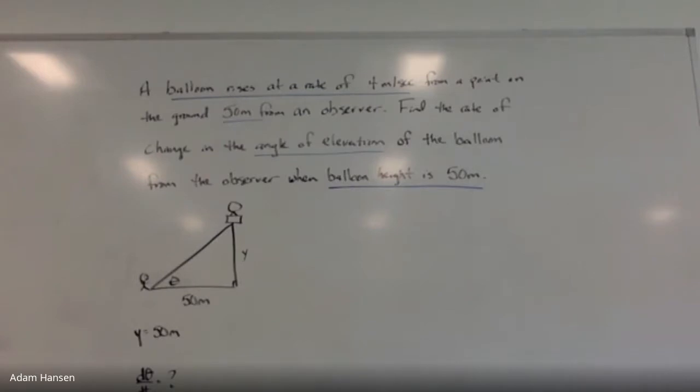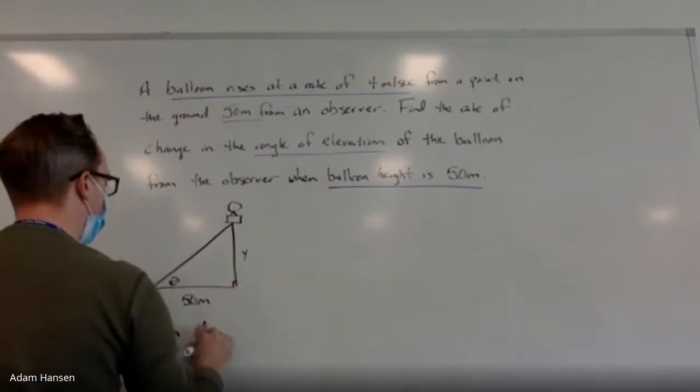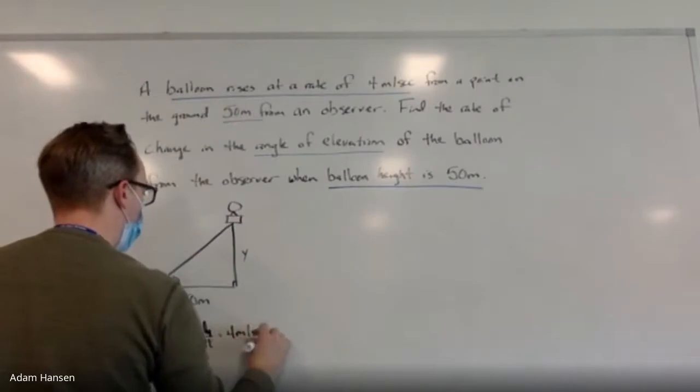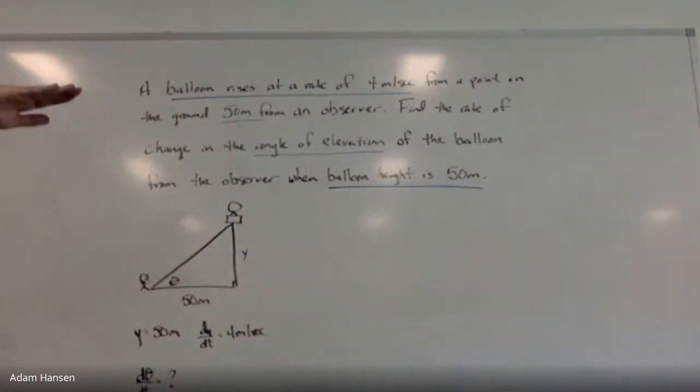So how would I label that 4 meters per second? Using our notation that I built so far, what would 4 meters per second be? dy dt. It's the rate of change in that length y, the height of the balloon off the ground, yes? So dy dt equals 4 meters per second. What we're trying to find is, as the balloon is going up, what's that rate of change and how far I have to tilt my head back to look up at the balloon, right? How far do I have to keep turning my head up? How fast am I doing that to look up at the balloon?